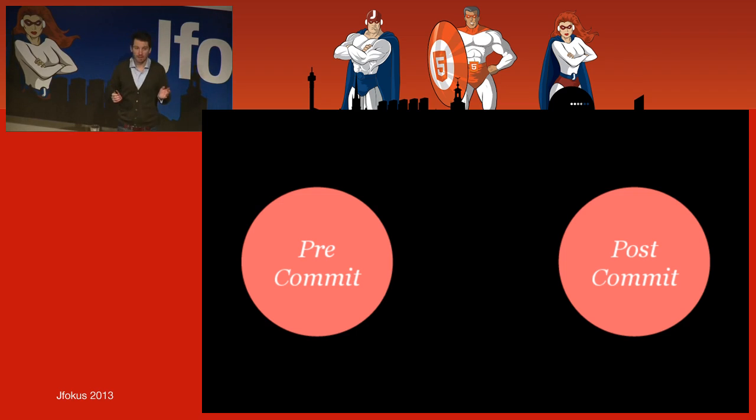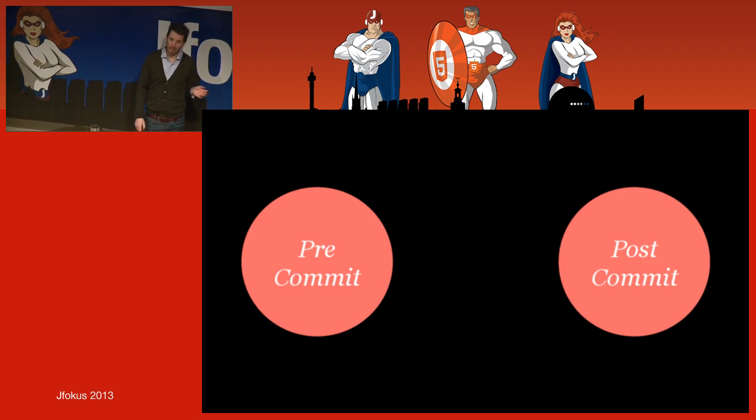Riak also has functionality to run code before or after a commit. Pre-commit can be used for validating the data, validating that the secondary indexes match the values actually stored behind the key, because Riak doesn't have that validation by default. And you can implement pre-commit in Erlang or in JavaScript.